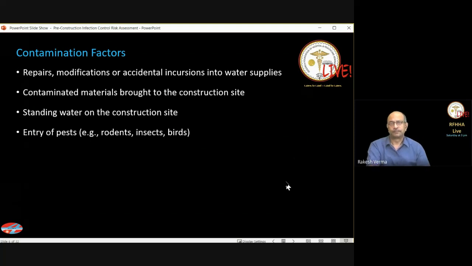Entry of pests. Typically in our hospitals, we have stringent measures to control the pests in the hospital. So we have a pest control person visiting every fortnight, every month. You have measures for rodent control, for cockroaches, insects. But when the construction happens, a lot of these control measures or the barriers that we have created are broken, and therefore the entry of pests is something that happens.